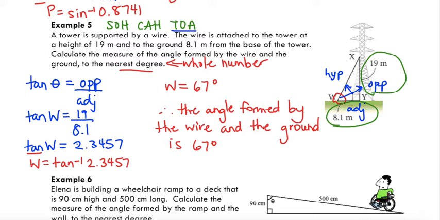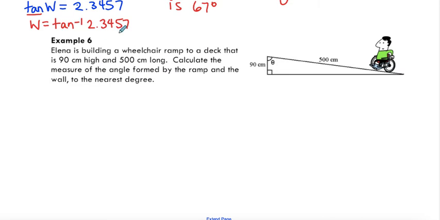And one last example. Elena is building a wheelchair ramp to a deck that is 90 centimeters high, and she wants the wheelchair ramp to be 500 centimeters long. We want to calculate the measure of the angle formed by the ramp and the wall. So that would be this angle measurement right here. And we want to figure out that to the nearest degree, which you should know by now is to the nearest whole number.